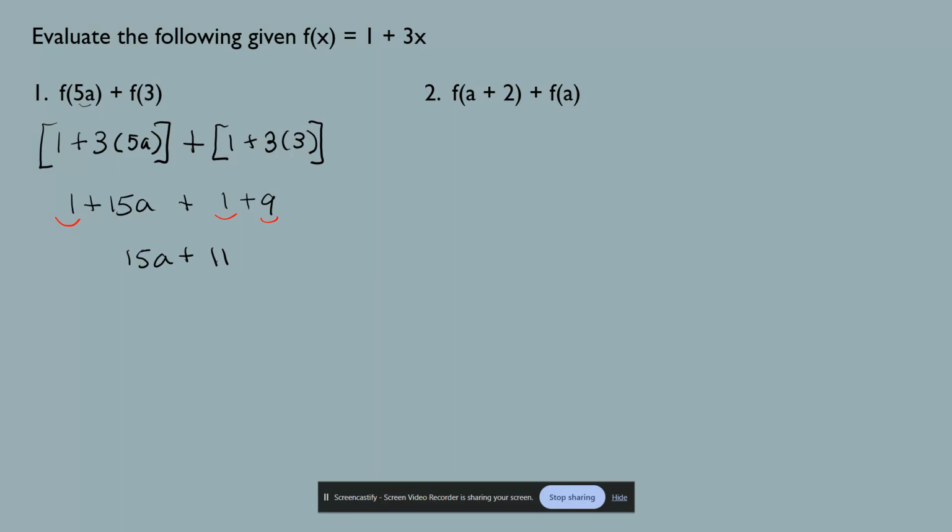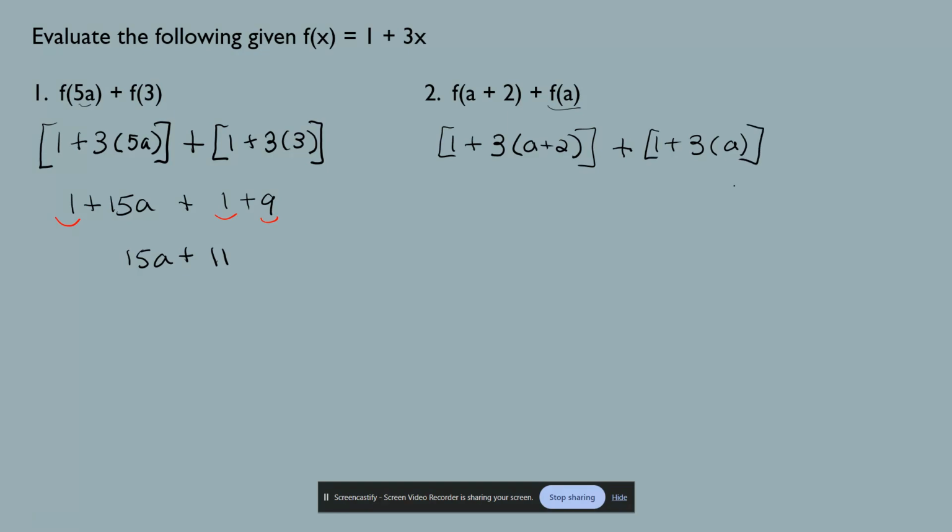All right, let's look into question number 2. So this one's telling you f of a plus 2 plus f of a. So let's focus on the f of a plus 2 here, which is going to be 1 plus 3 times a plus 2. So once again, besides putting in the x, I'm going to put this right here, a plus 2. So this section is telling you what f of a plus 2 is going to be. Plus, let's figure out what the f of a is going to be. So that's 1 plus 3, and instead of the x, I'm going to plug in the a.